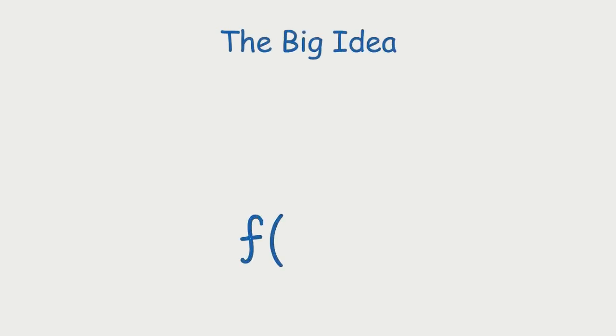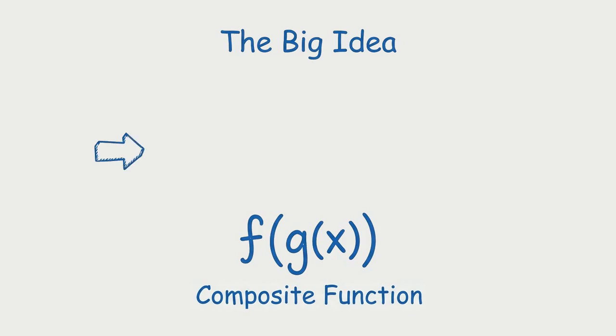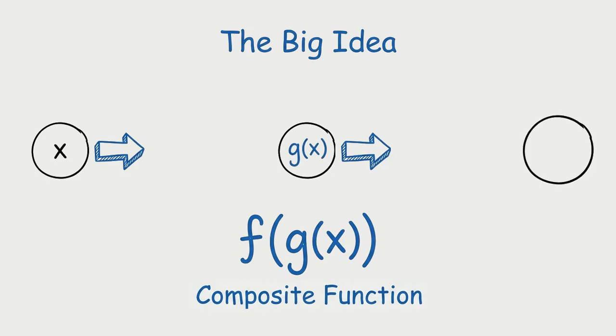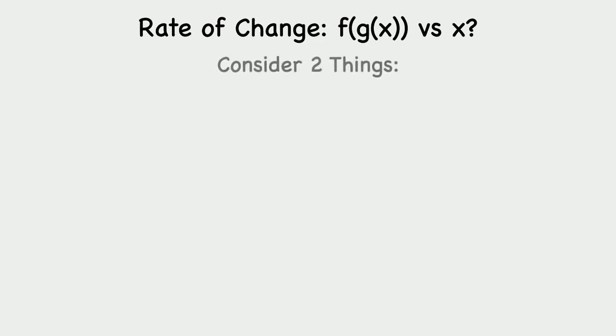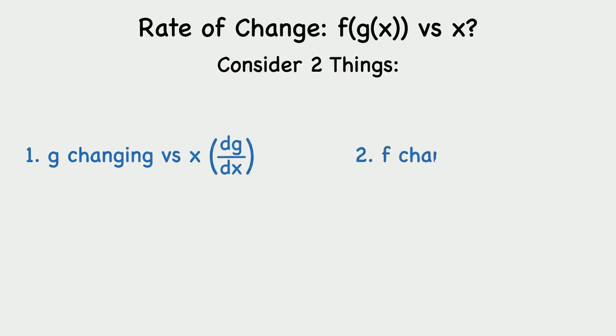Imagine you've got a function like f of g of x. That's a composite function. You're plugging x into g and then plugging the result of g into f. So x goes into g, g of x comes out, and then f takes that and gives you f of g of x. Now, if you want to know how fast f of g of x is changing with respect to x, you need to consider two things: how fast g is changing with respect to x, and how fast f is changing with respect to g. The chain rule tells you exactly how to do that.